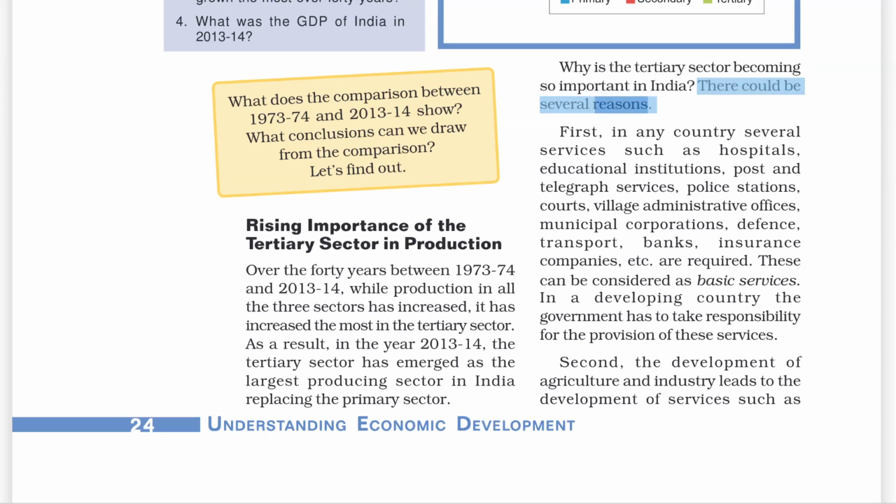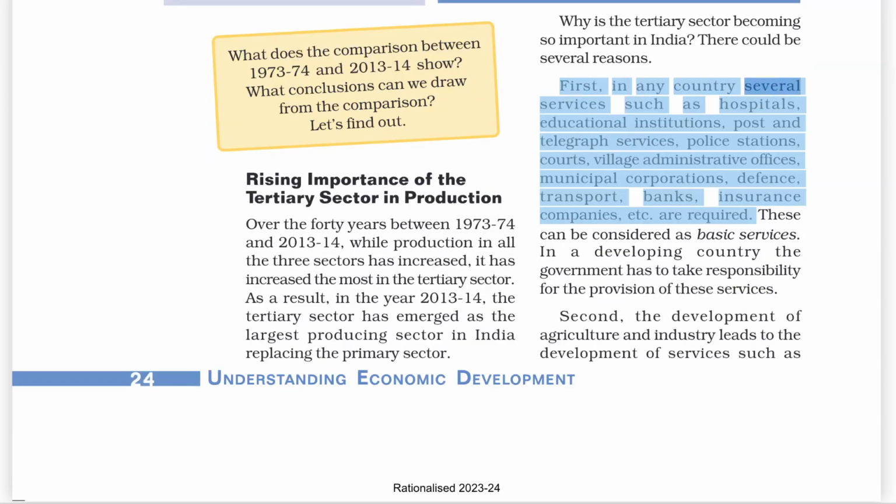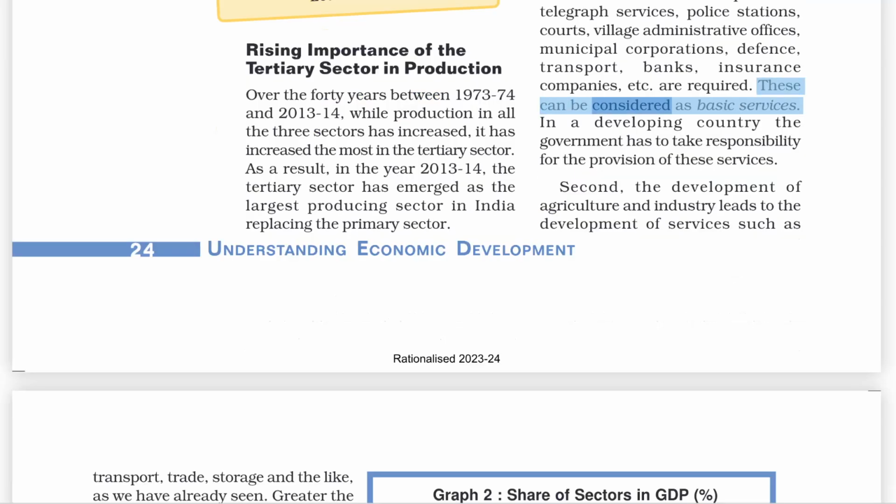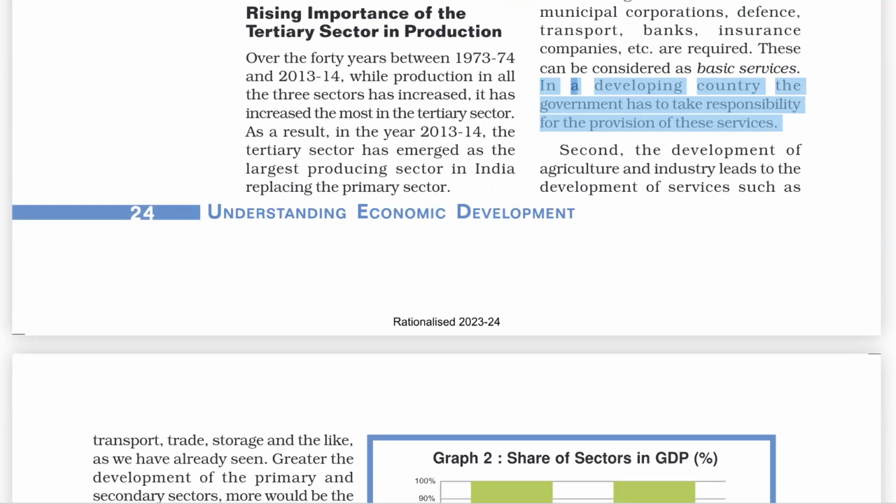There could be several reasons. First, in any country, several services such as hospitals, educational institutions, post and telegraph services, police stations, courts, village administrative offices, municipal corporations, defense, transport, banks, insurance companies, etc. are required. These can be considered as basic services. In a developing country, the government has to take responsibility for the provision of these services.